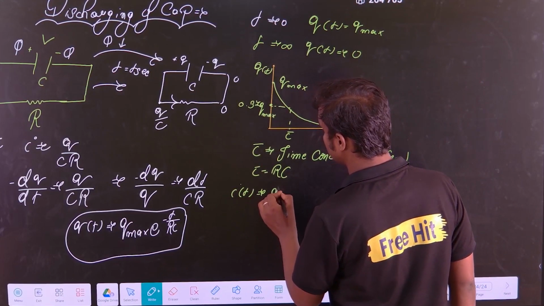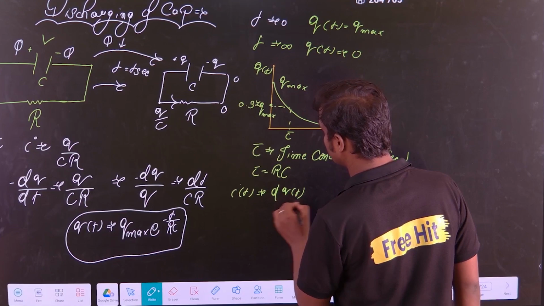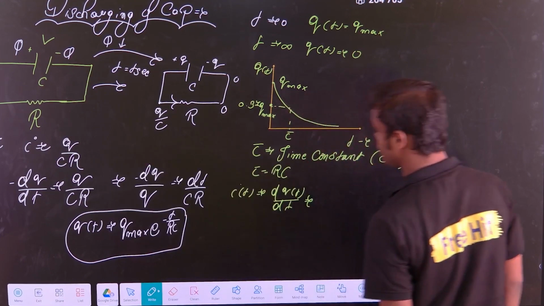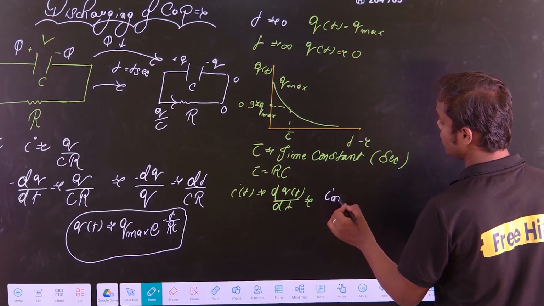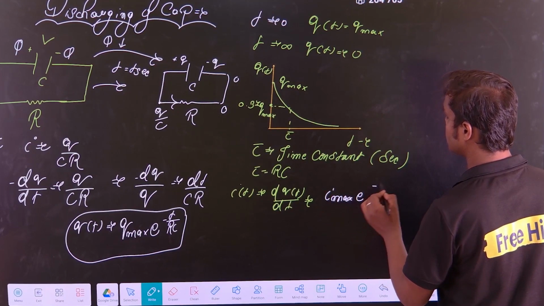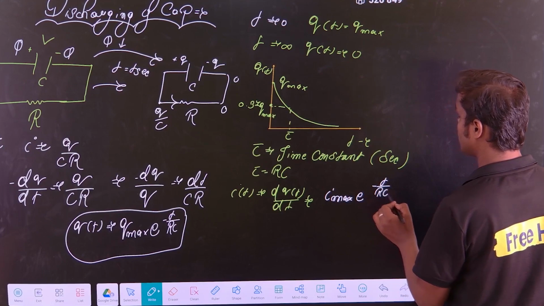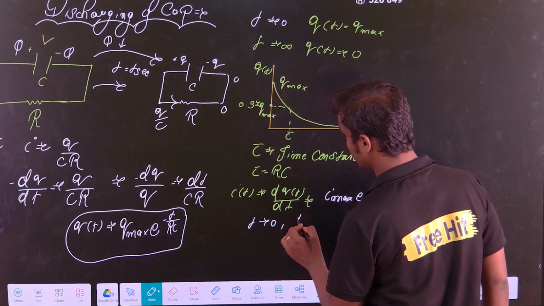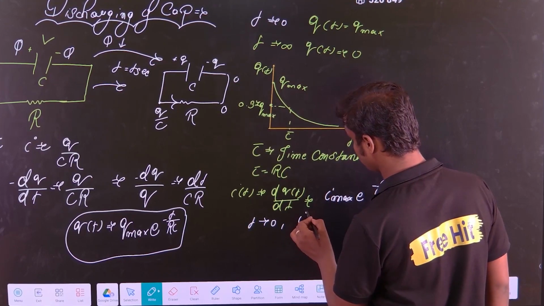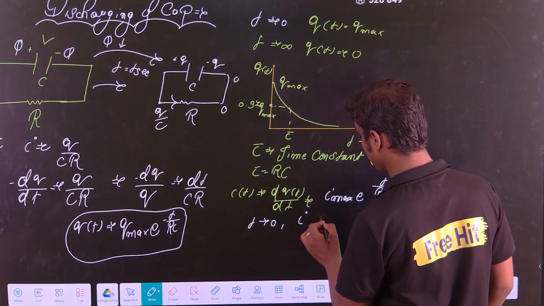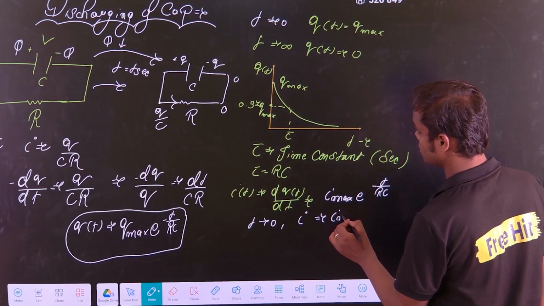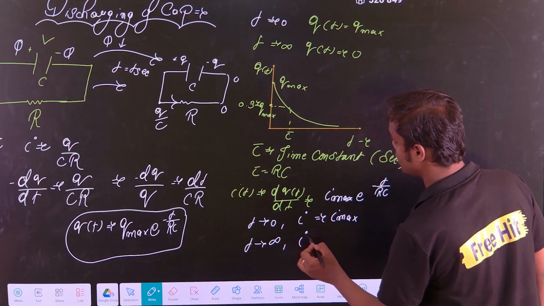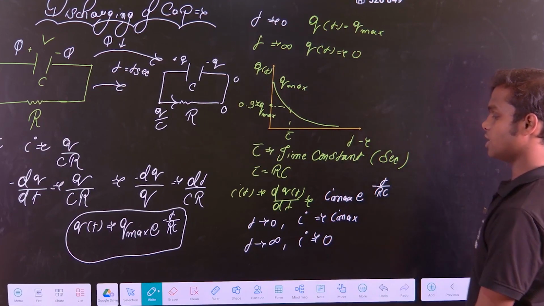Okay. Now, similarly, if I ask you what is my I of t, what will you do? dq of t divided by dt. If you do this, what value will you get? We will get I max into e to the power, again this equation. If in this equation you put t equal to 0, you will get my current as I max, and if you put t equal to infinity, my current will again be 0. That is what you will obtain.